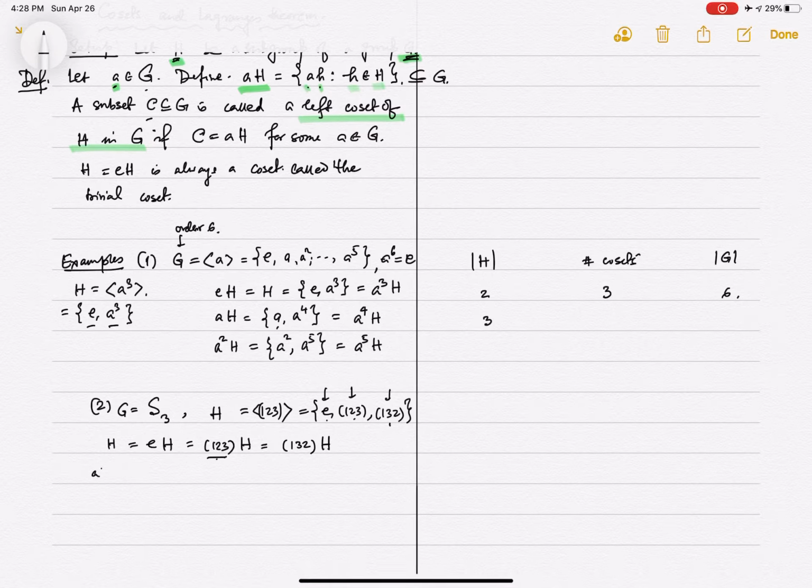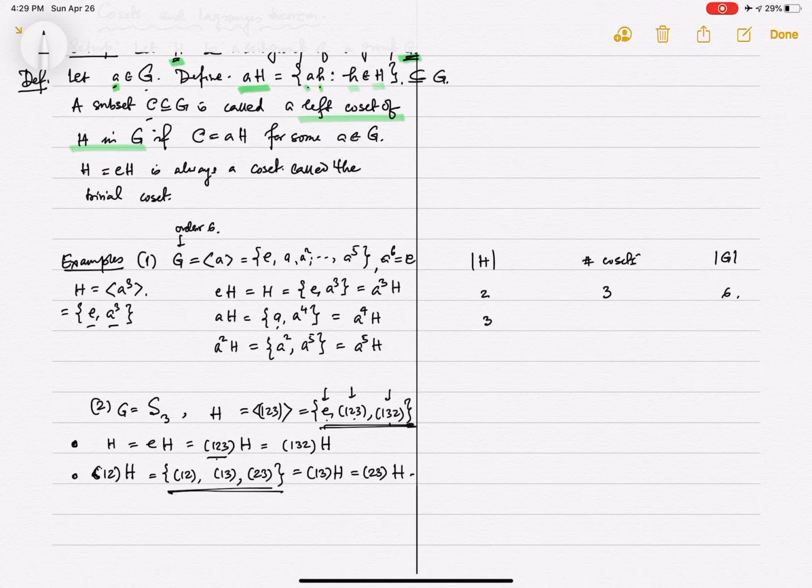And then you have the coset containing the transposition (1 2). That would contain (1 2) times E, which is (1 2). And it would contain (1 2) times (1 2 3), which is either (1 3) or (1 2) or (2 3), I claim. So it would contain these three elements. You can check by multiplying. And I claim this is the same as the coset containing (1 3), and the same as the coset containing (2 3). So here there are only 2 cosets, this one and that one.